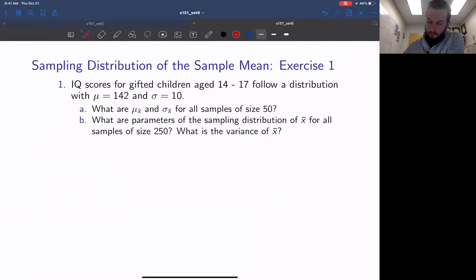Okay, so now we're going to start looking at some exercises that illustrate what we can do with the formula empirically. So question 1A, or exercise number 1. IQ scores for gifted children aged 14 to 17 follow a distribution with mu equals 142, sigma equals 10. So the variable here is IQ scores for gifted children aged 14 to 17.